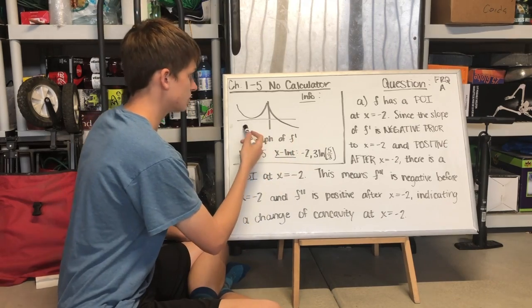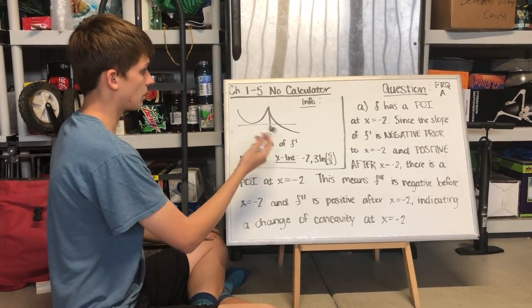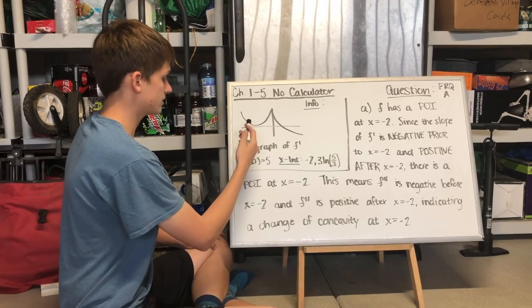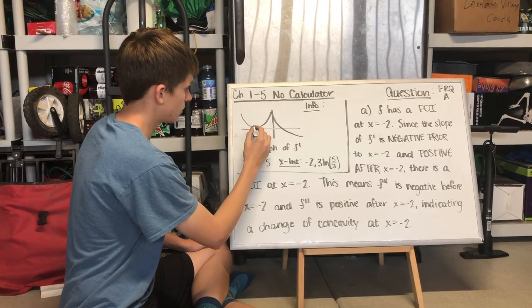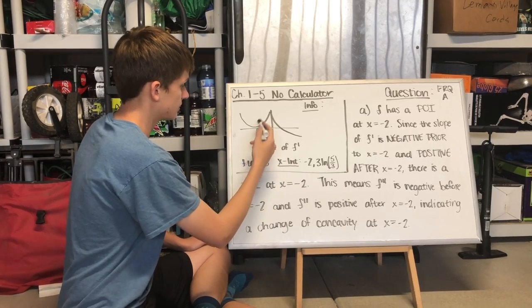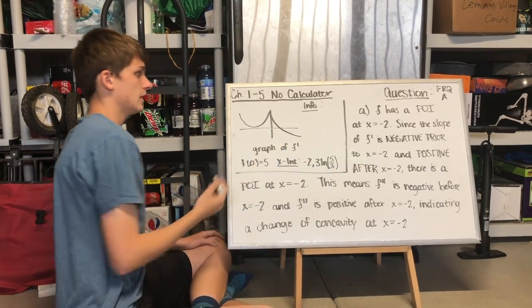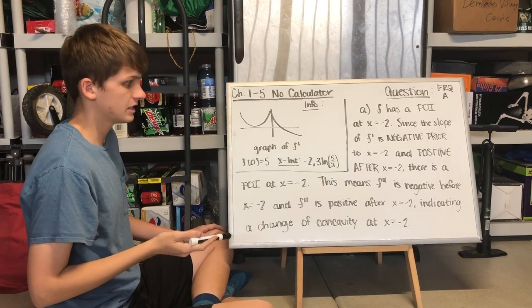However, at x equals negative 2, since prior to x equals negative 2, the function has a negative slope, and after x equals negative 2, it has a positive slope. This indicates a change in concavity.